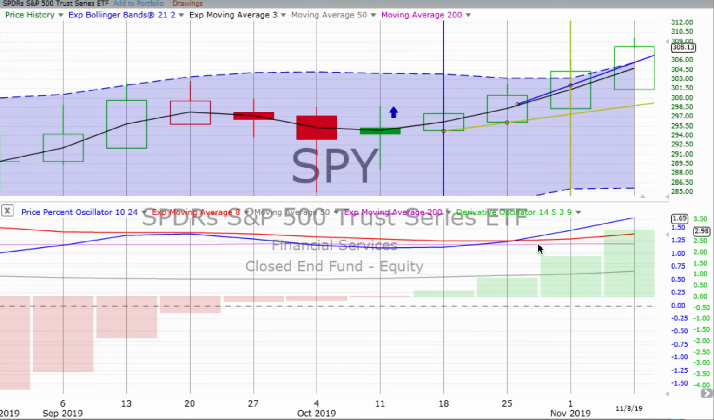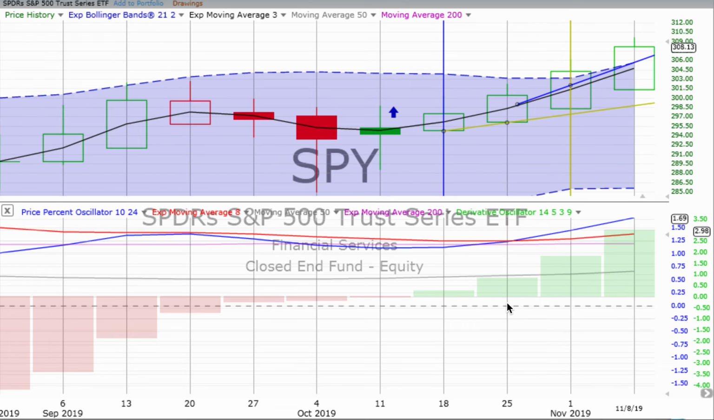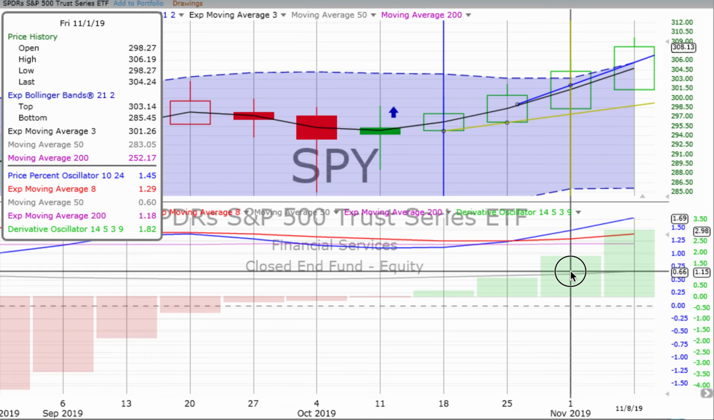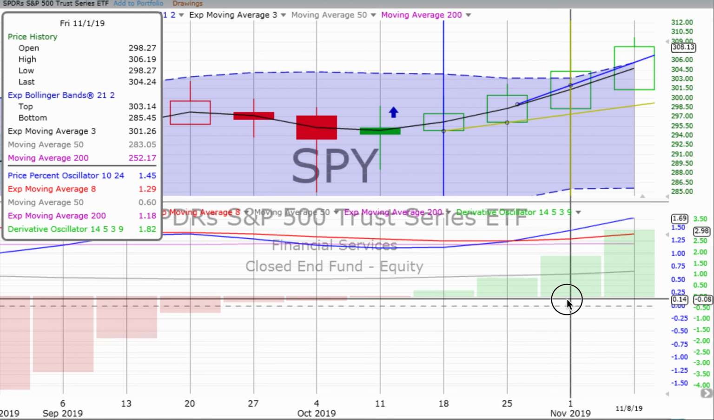Now you might say, well, wait a minute, why didn't we get in all the way back on this first candle? That would have been on the 18th of October. Why? Because we did not have an established trend. We did not have a weekly vertical crossover. We didn't have it at the close of the second week, but we did have it at the close of the third week, which was the 1st of November, and we have had wonderful appreciation.